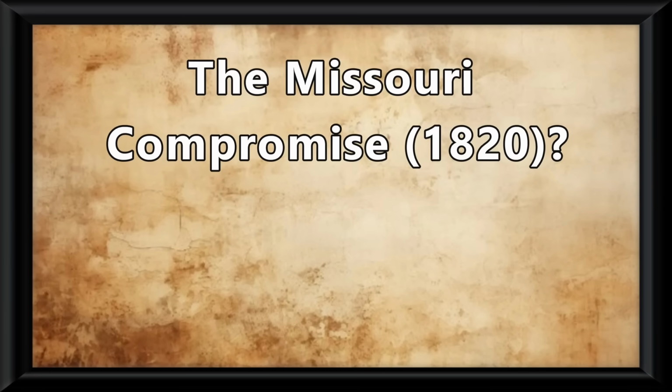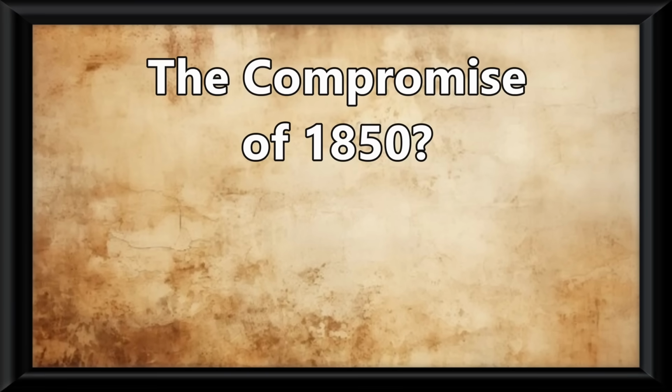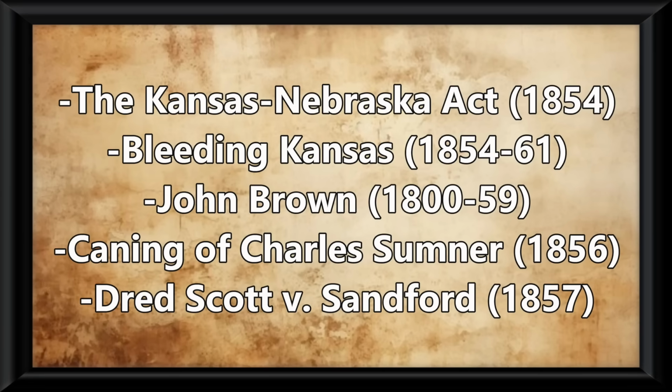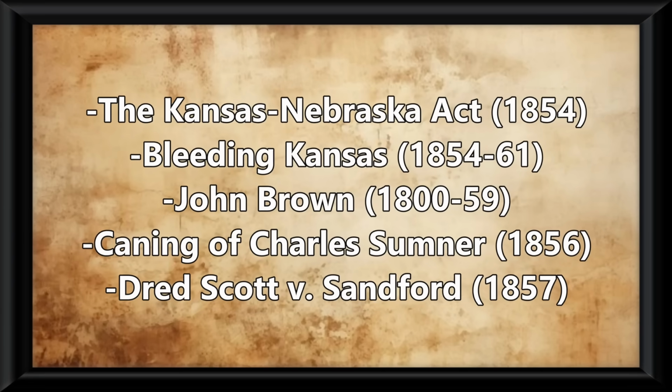At this point, every compromise about slavery has flopped. The Missouri Compromise? Gone. The Compromise of 1850 made things worse. So now let's look at the final attempts to hold this broken country together, and how they spectacularly failed.